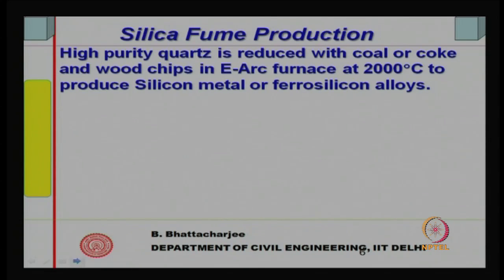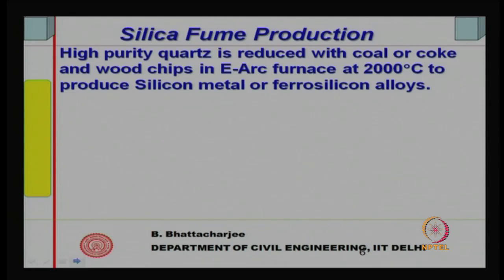If we look at the next one, another mineral admixture material is silica fume. So, fly ash is one of the mineral admixtures, silica fume is another. Now, silica fume is produced in the silicon industry. Basically, silicon and ferrosilicon alloys in their production use high purity quartz, and this is reduced with coal or coke and wood chips, basically with carbon, to produce Si.